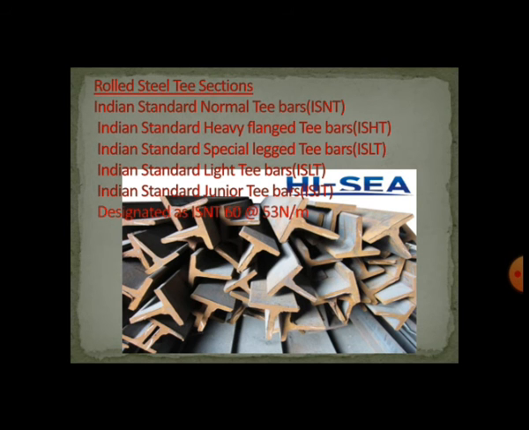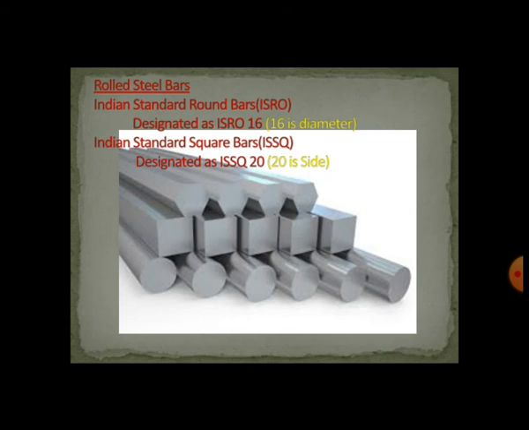Rolled steel T sections. Rolled steel T sections consist of Indian standard normal T bars ISNT, Indian standard heavy flanged T bars ISHT, Indian standard special leg T bars ISLT, Indian standard light T bars ISLT, Indian standard junior T bars ISJT. For example, it is designated as ISNT 60 at 53 Newton per meter.